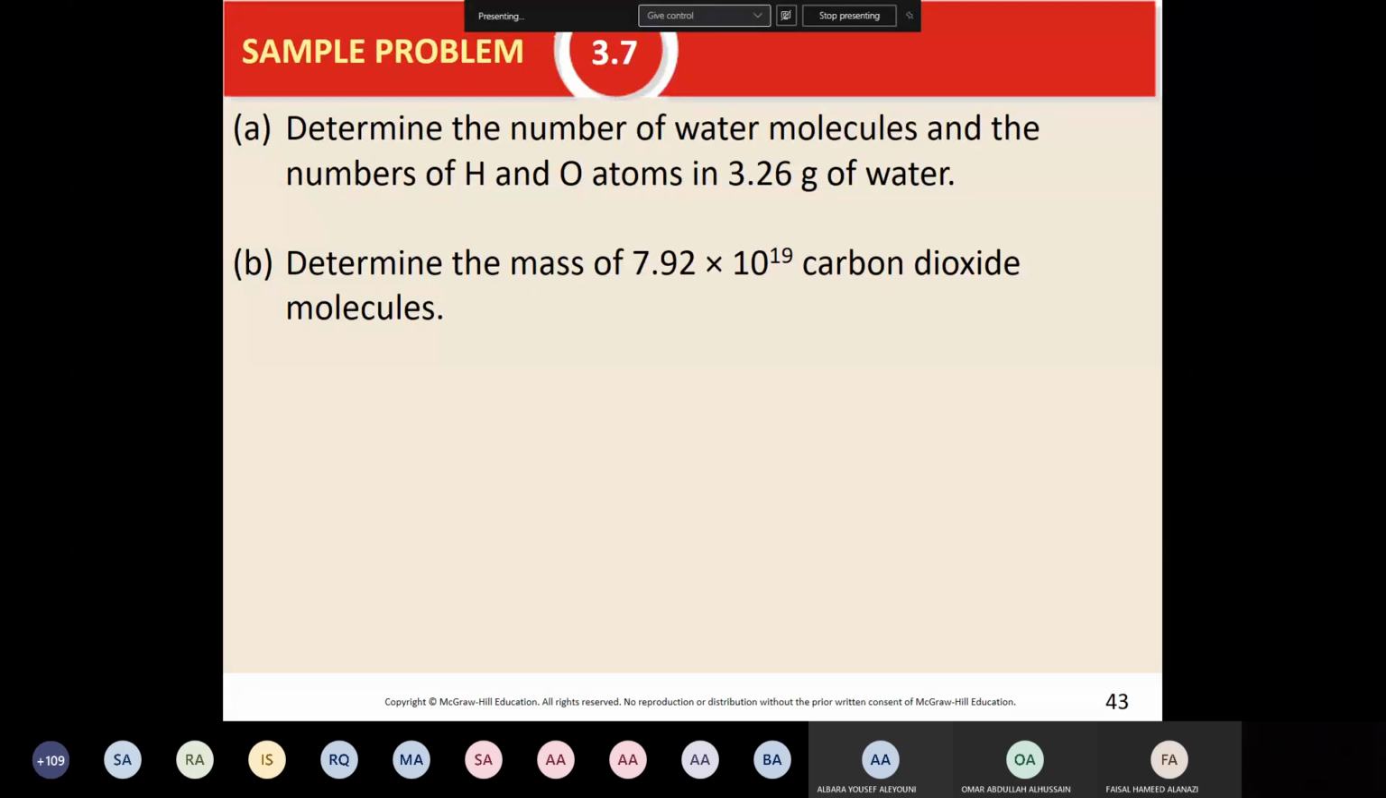Determine the number of water molecules and the hydrogen atoms and oxygen atoms in 3.26 gram water. If we have 3.26 gram H2O, then how many moles H2O is this? What should I do? The denominator 18.1 H2O is equal to what?